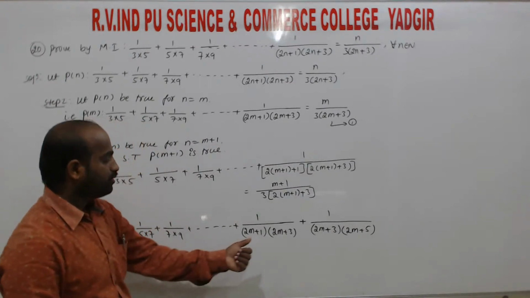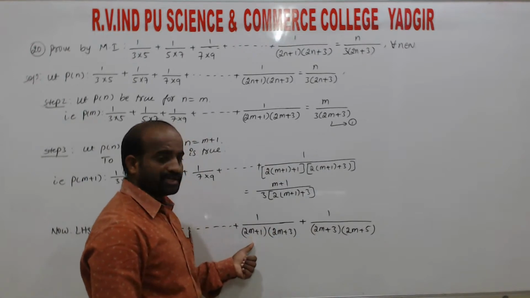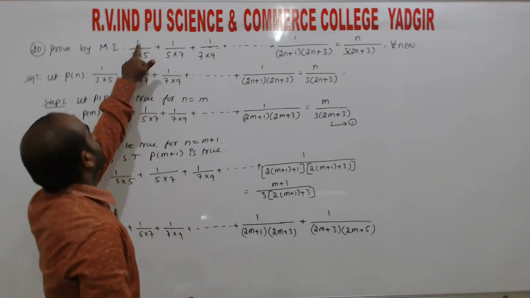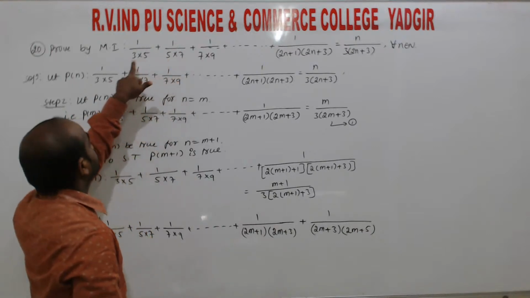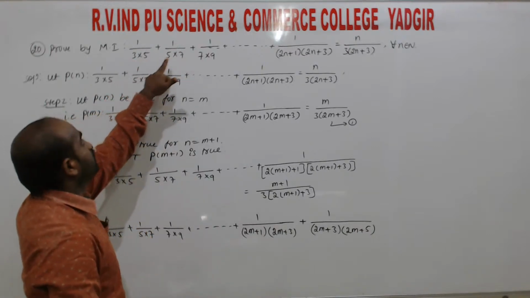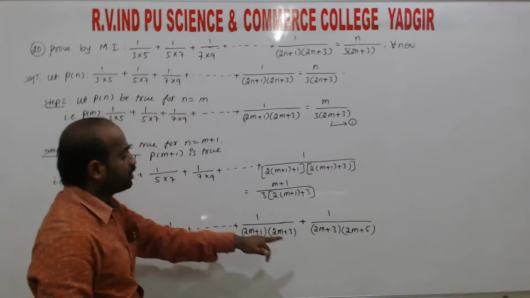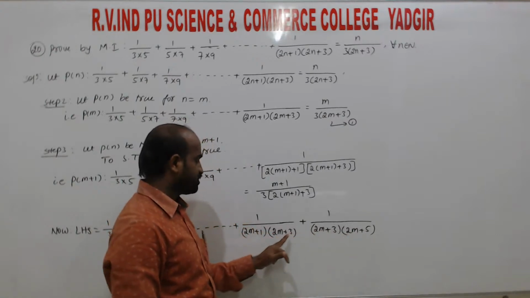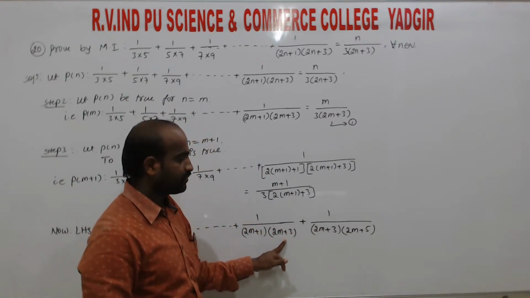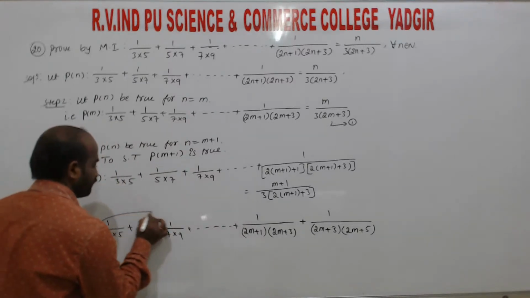Now 2m plus 3, the previous term is 2m plus 1. In 1 by 3 into 5 plus 1 by 5 into 7, the 5 previous term is 3, difference 2. Next, 1 by 5 into 7, the 7 previous term is 5. So 2m plus 3, previous term 2m plus 1, and 2m plus 5, previous term 2m plus 3. Okay, you know this result already.